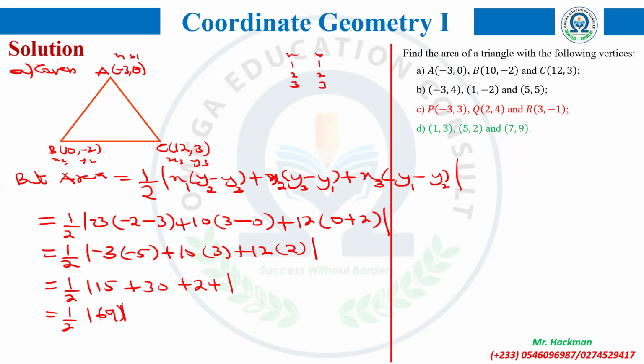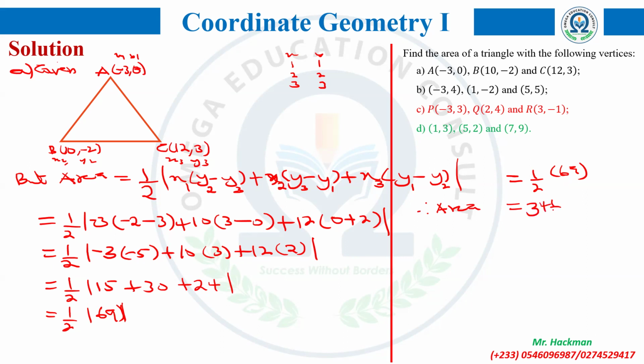Oh, sorry, absolute value. So the 69 will come out as positive. So that will be equal to half of 69, which will still come out as 69, so it will be 69/2. Okay, I want it as a mixed number. So therefore, my area is equal to, what will be the mixed number? 69/2 is 34 whole number and 1/2.